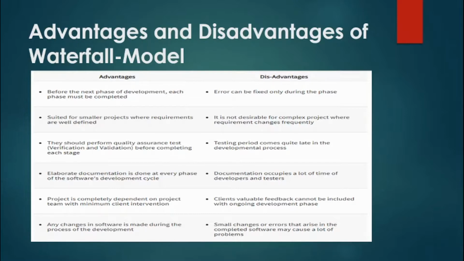Okay. Now, elaborate documentation is done at every phase. A lot of documentation is done at every phase of the waterfall model, and the main disadvantage is that it takes a lot of time and effort of the developer and the tester, which they could devote to testing, but they devote a lot of time to documentation.